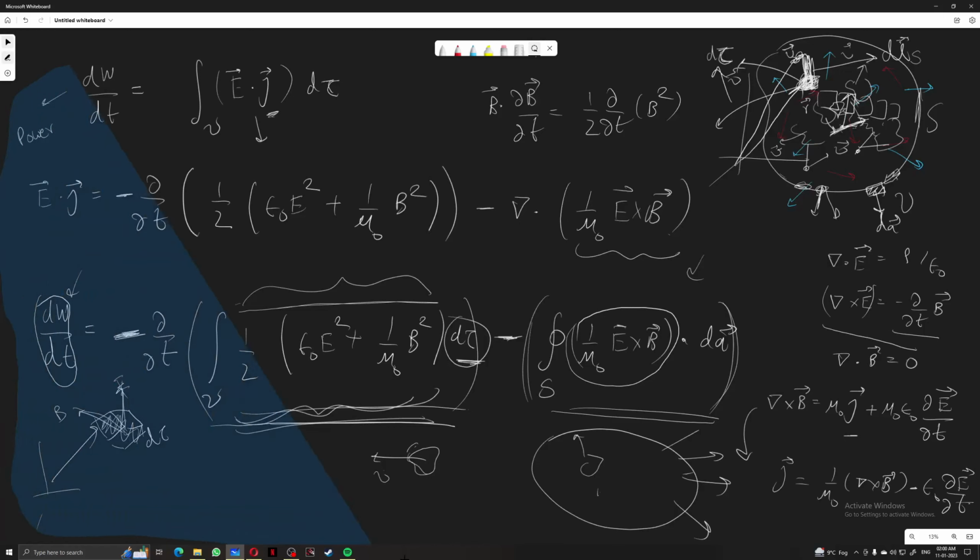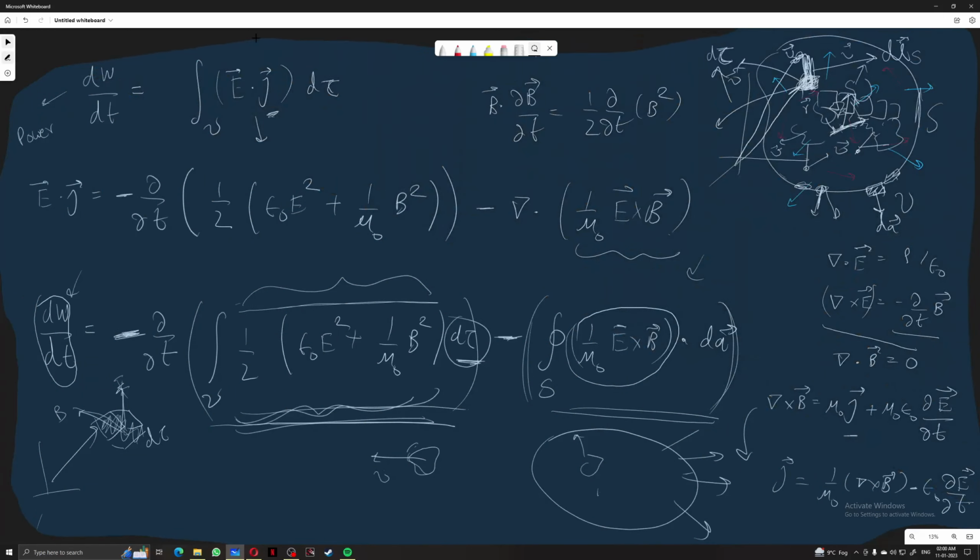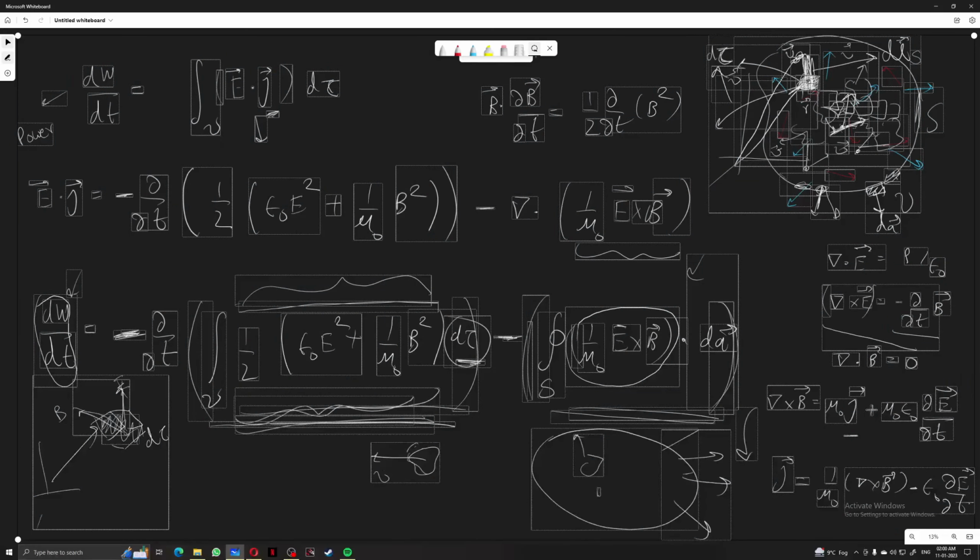and this time I will introduce a new vector for this 1 over mu naught E cross B term. Our result is, if there is a change in energy, or maybe I should talk about power, right? But power and energy are related by a factor of dt, so I can use them interchangeably if I want. Negative d over dt of this energy stored in fields, right? The energy stored in fields. So I can call it energy stored in electromagnetic fields.